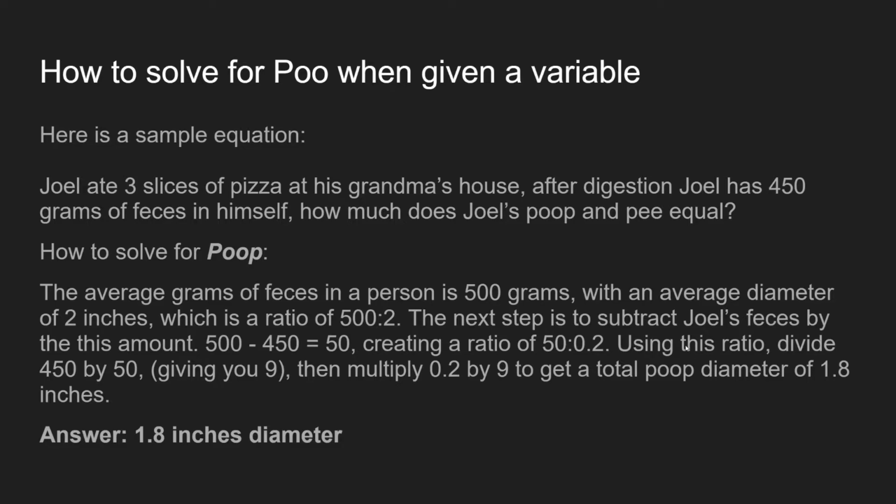Using this new ratio, divide 450 by this number you just got, which is 50, and that gives you 9. And then multiply the other side of the ratio by 9, and then that'll give you 1.8. Our answer is 1.8 inches in diameter. Okay. Kind of simple lesson today. It's only a few slides, so okay, moving on.